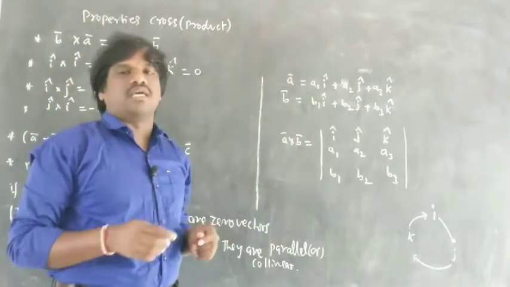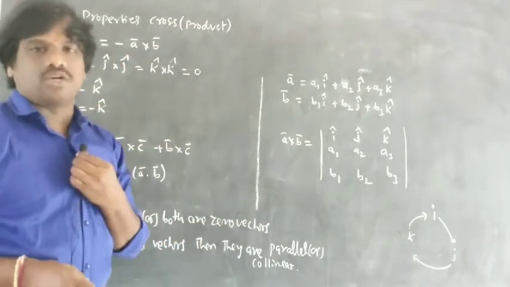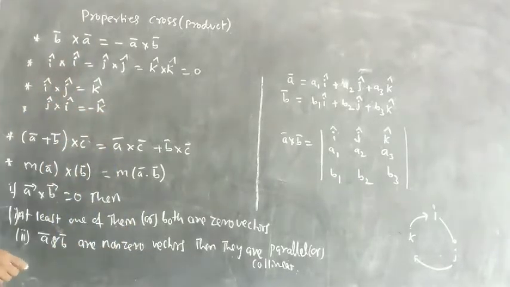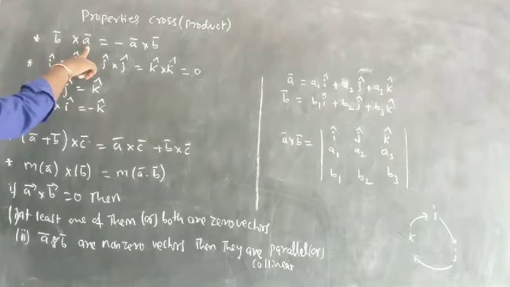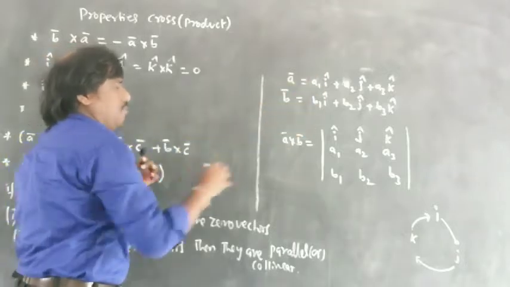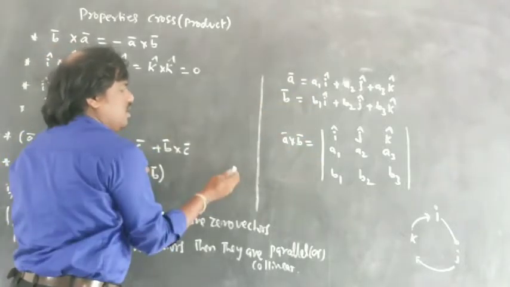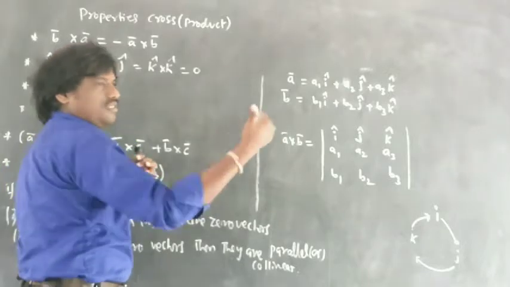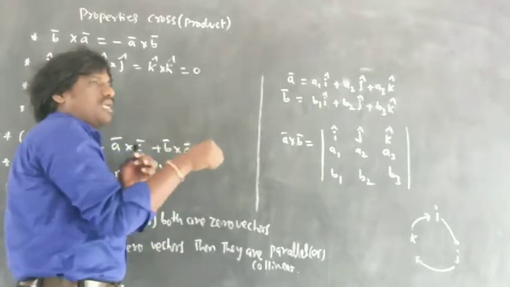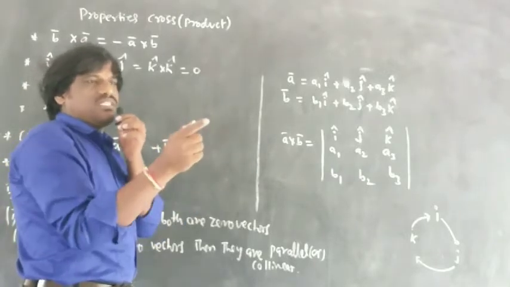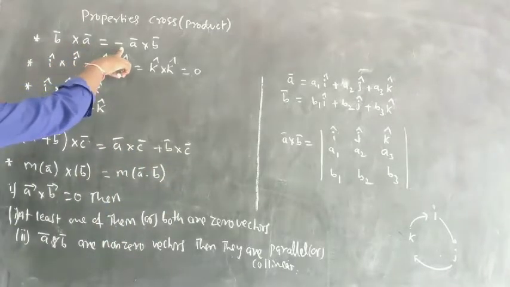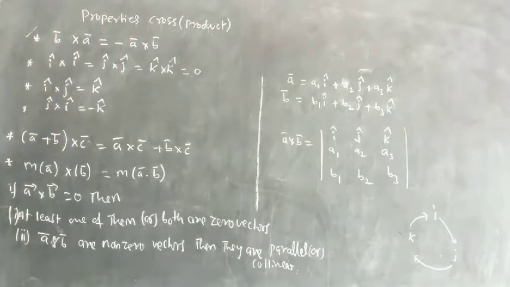Hello students, let us see the properties of cross product. You know that B vector cross A vector, as I just explained, A cross B will be, in this plane, this is the A vector, this is the B vector, then A cross B will be along this unit vector. So B cross A will be on the other side, which means both will be opposite in sign. That is the reason B cross A is equal to minus A cross B. This is property number 1.